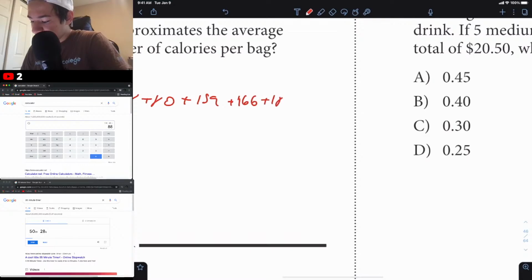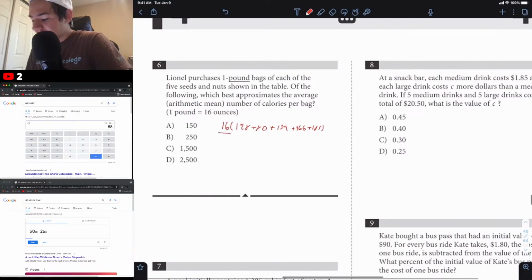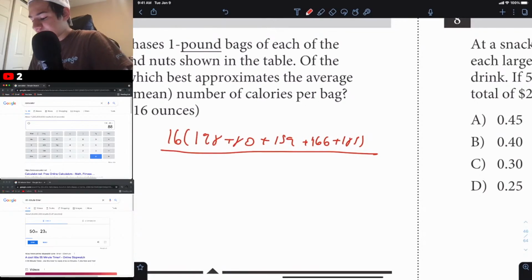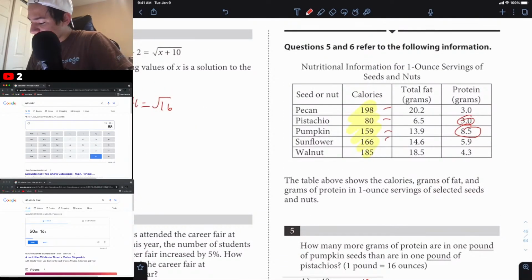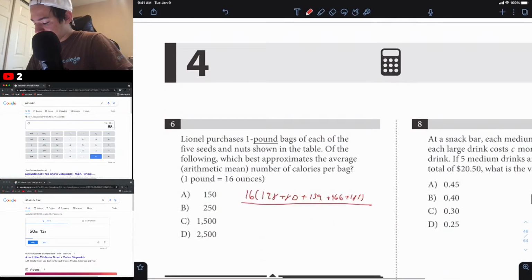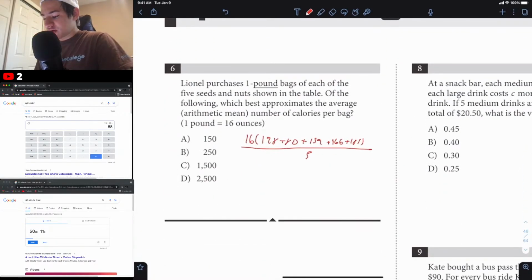166, 185. And then I'm going to go ahead and divide by the number of bags he bought. So he bought 1, 2, 3, 4, 5 bags. So I'm going to divide by 5, and that should give me the arithmetic mean. So let's do it in the calculator real quick. 198 plus 80 plus 159 plus 166 plus 185.